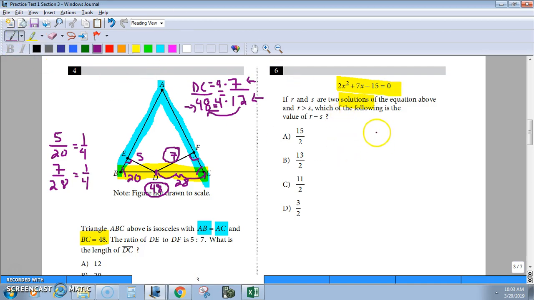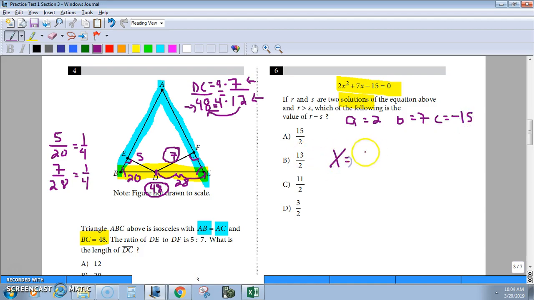What did I say? When in doubt, use the quadratic formula, right? Or we could factor, whichever one you guys think. Maybe I'll do it both ways and you guys can decide which is easier, or let's practice the quadratic. So I know that A is equal to 2, B is equal to 7, C is equal to negative 15. Don't forget that.